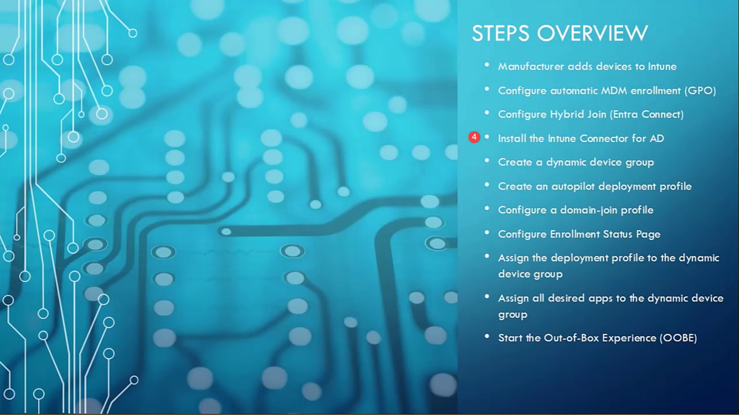We'll have to also install and configure the Intune Connector for AD. Now, this is also known as the Offline Domain Join, ODJ connector. What this does is this connects Intune to Active Directory so that you can actually join the computers to Active Directory during the Autopilot deployment.